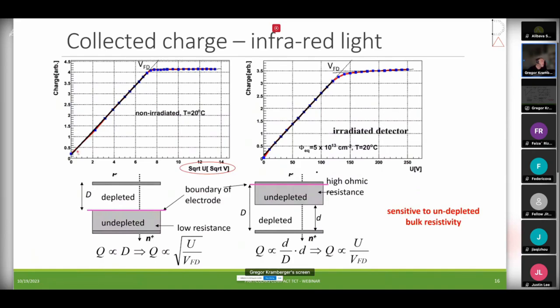Another thing is, for example, if you want to study the effects of the undepleted bulk, which is some more elaborate physics, you can use the infrared light and you can see clearly that for a non-irradiated device, or non-damaged silicon, the full depletion can be nicely determined by having charge versus square root of bias voltage. And if it's irradiated, it has to be the bias voltage itself. Like I said, this shows how the undepleted bulk resistivity changes with radiation, and it's also something that you can nicely see in the TCT from these shapes.